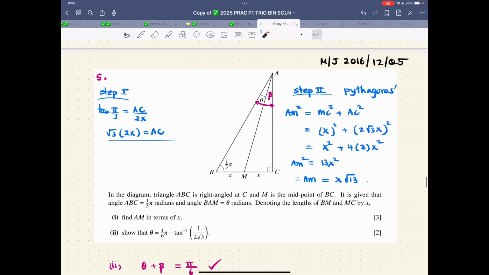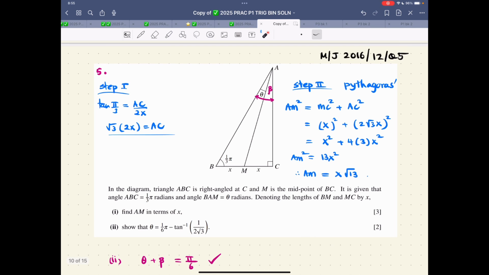Question number 5. This is May-June 2016, variant 1-2, question 5. Step number 1, step number 2, but before that, let me read the question. It says in the diagram, triangle ABC is right angled at C, that is C. And M is the midpoint of BC. M is the midpoint of BC, that means BC is 2x, so this is x, this is x. It is given that angle ABC is pi by 3, so ABC is pi by 3. This is 90, this is 60 degrees, therefore this is 30 degrees. 30 degrees in radians is pi by 6. So it is basically a 30, 60, 90 degree triangle, a very famous triangle.